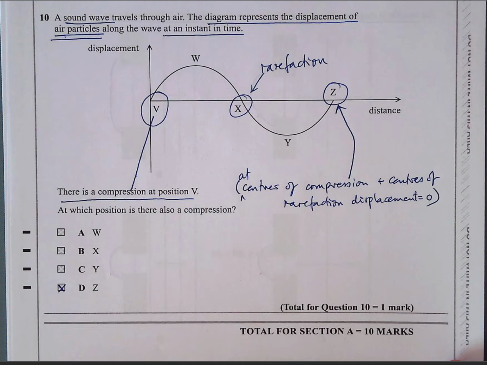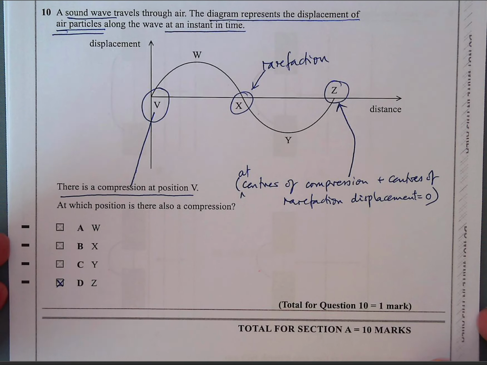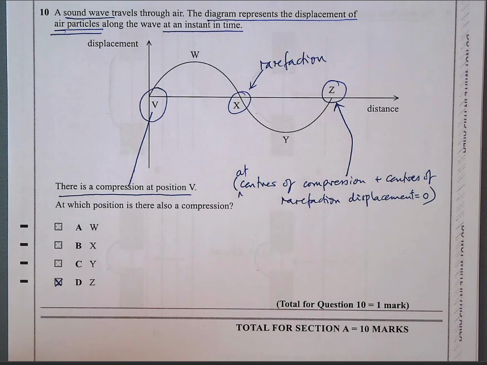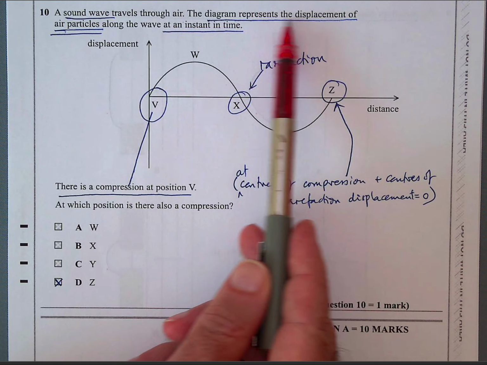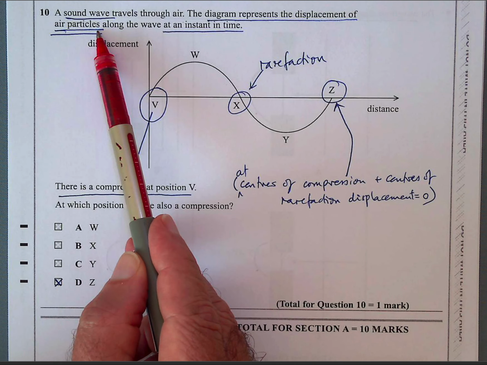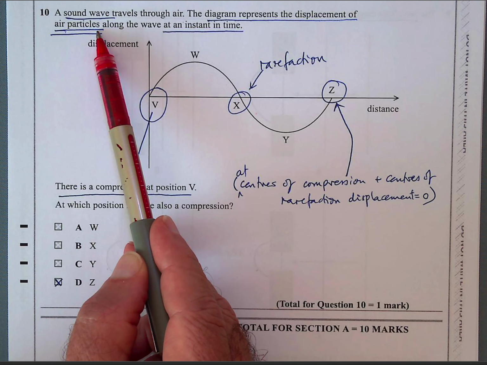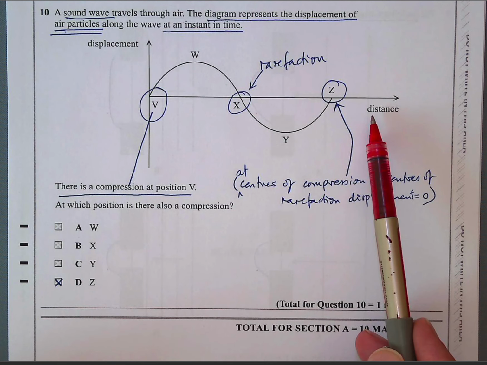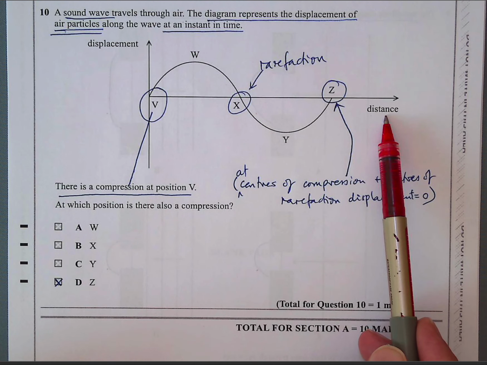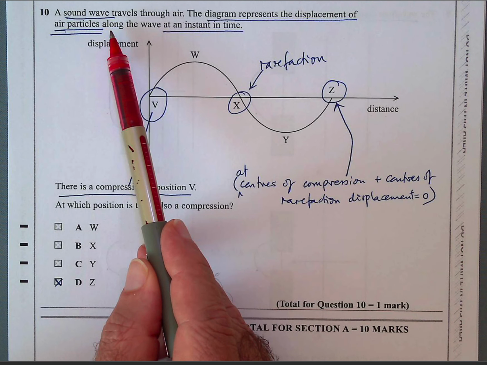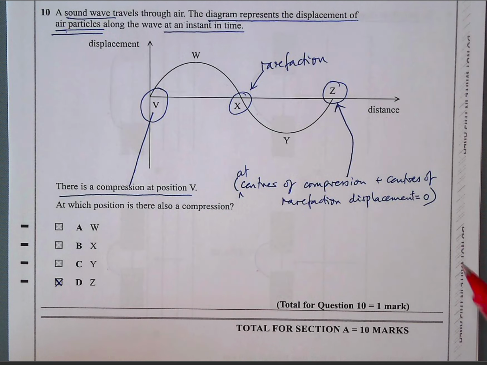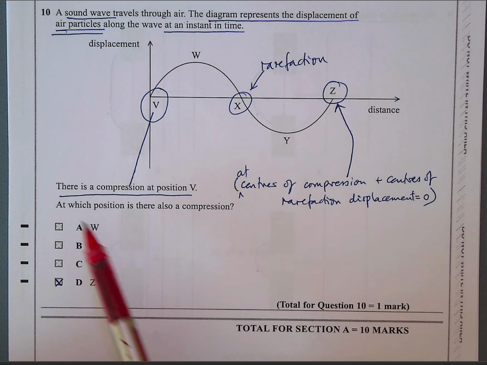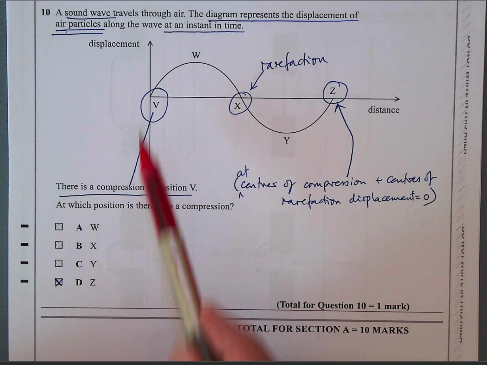And now the final question, question 10. I hope you find this useful for your revision. It's on a sound wave. A sound wave travels through air. The diagram represents the displacement of air particles. They're looking at the individual particles based on their distance along the wave at a specific instant in time. It's like a screenshot, if you like, of the vibration of the particles at that position. So V, they're telling you, is a compression.